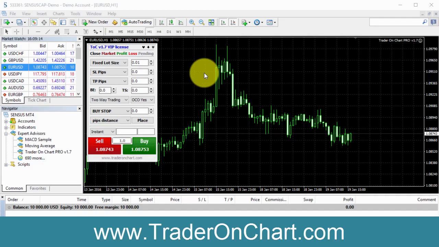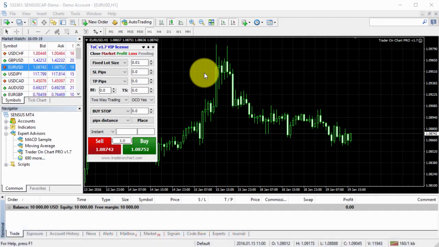If you are fully into automated trading, then it's not the perfect application for you. But if you use manual trading and you trade every day or just a few times a week, it's really the perfect app for your MetaTrader. So it starts with this panel. It's the Trader on Chart right here.